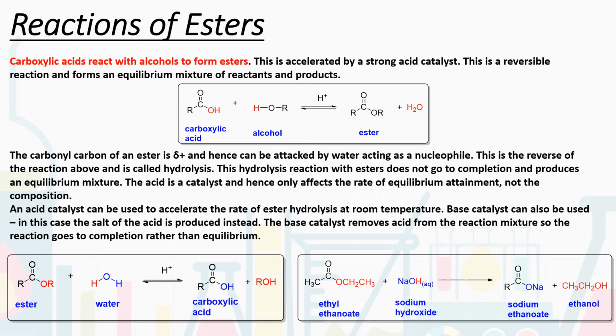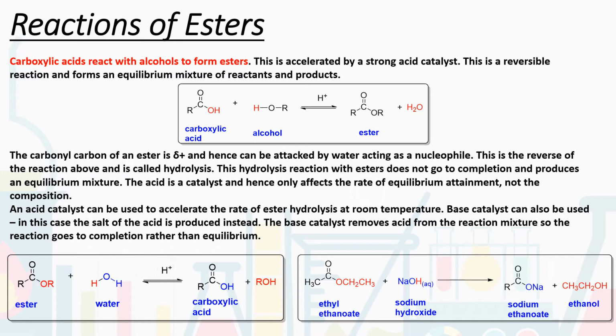So imagine the reaction at the top here, not going from left to right, but going from right to left. Water reacting with our ester, essentially splitting apart the ester back into the original carboxylic acid and the alcohol. Now, because this is an equilibrium reaction, we're not going to completion. And so we have an equilibrium mixture of the ester, the carboxylic acid and the alcohol. And the acid is just a catalyst, and so it only affects the rate of the equilibrium attainment.